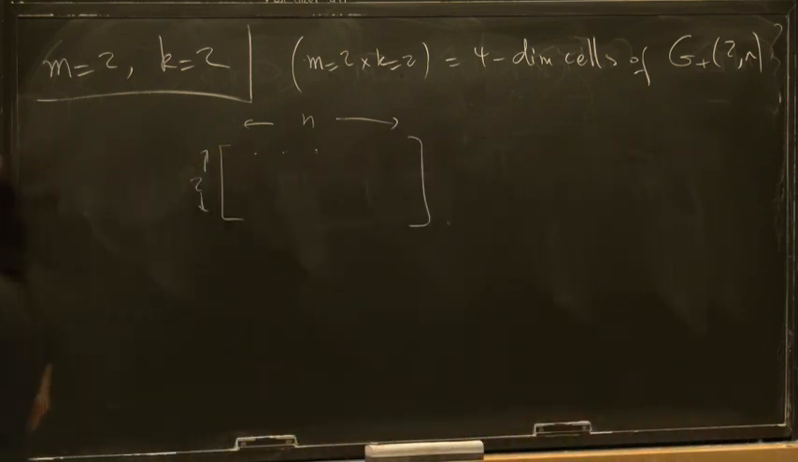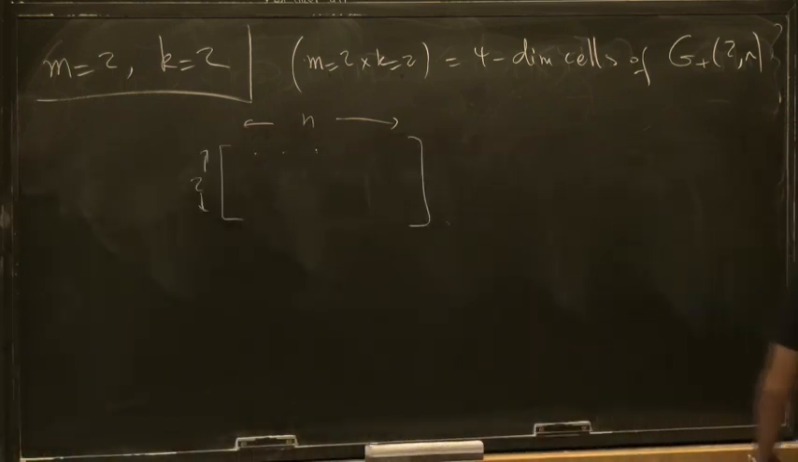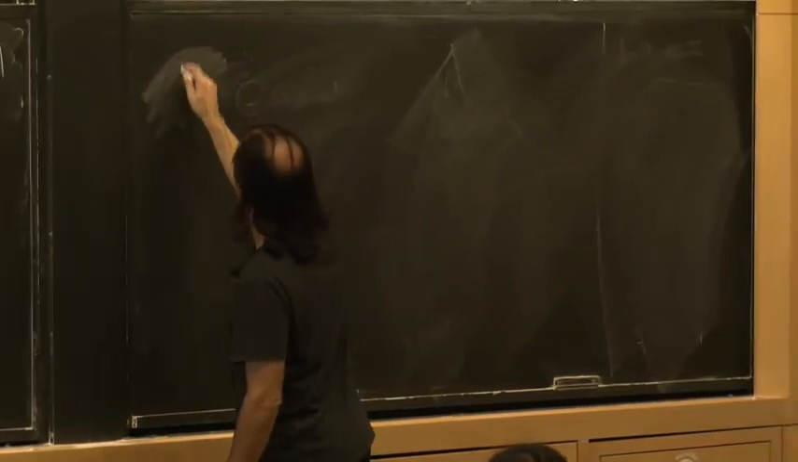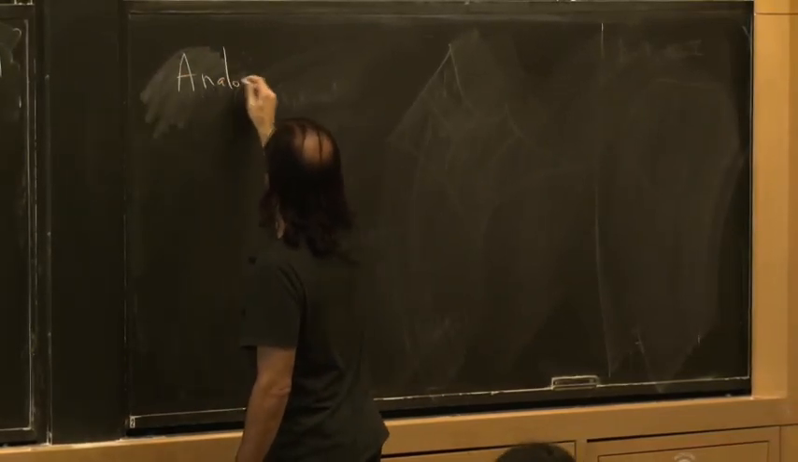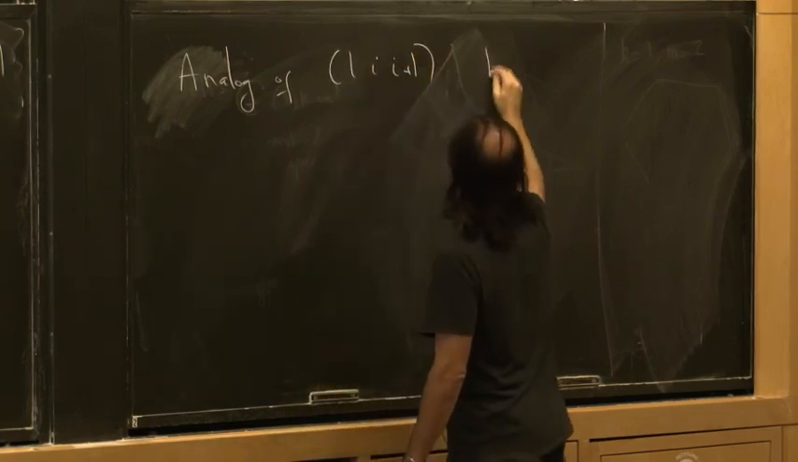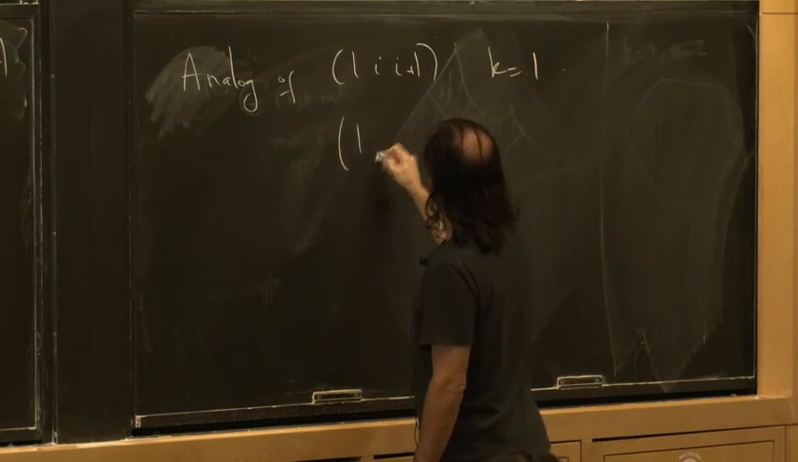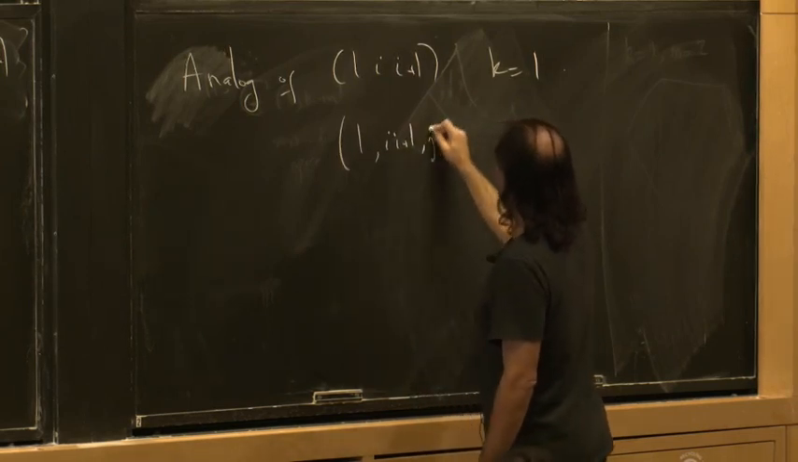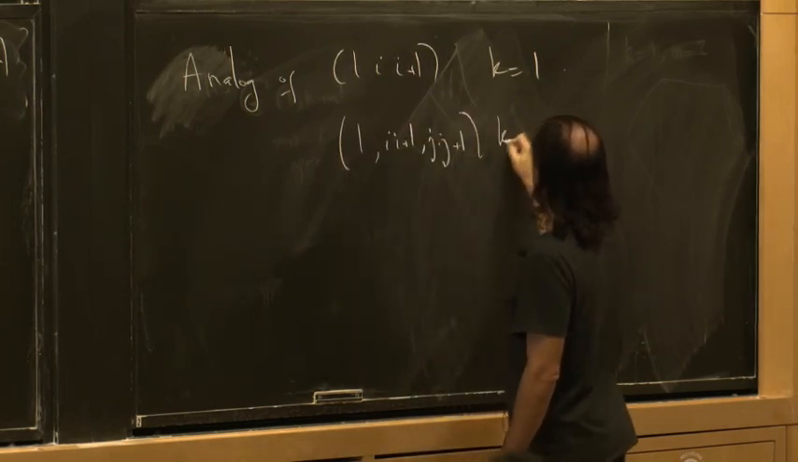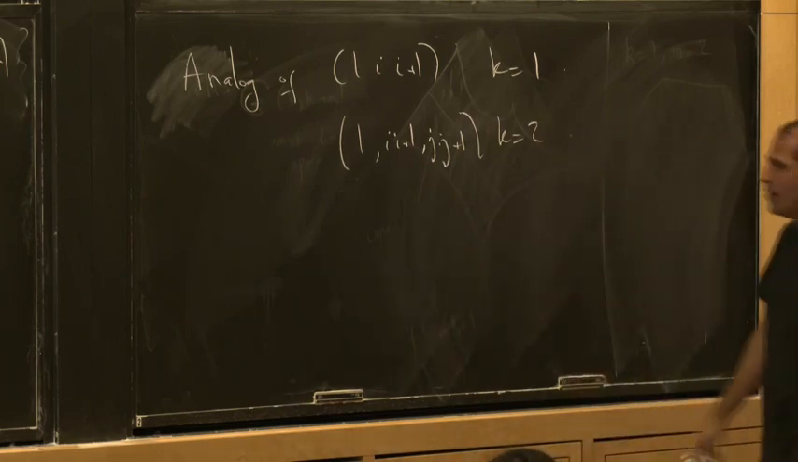Well, let me tell you what the answer ends up being ahead of time. The cells that triangulate, the analog of i, i+1 for k equals 1, is something that you can call i, i+1, j, j+1 for k equals 2. So that's how we're going to label the cells. And what are these cells?